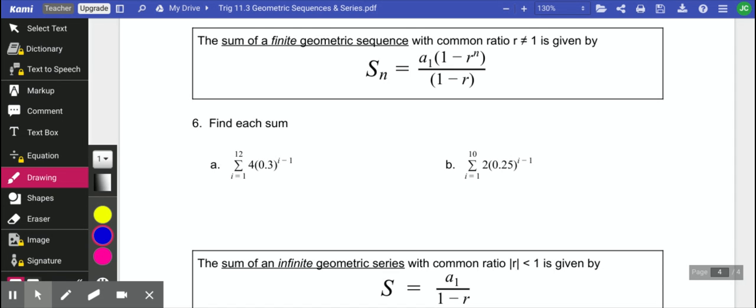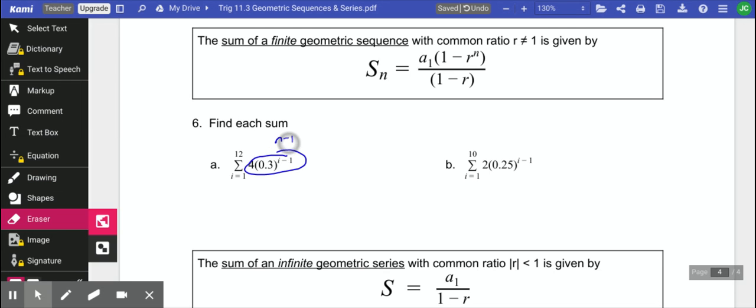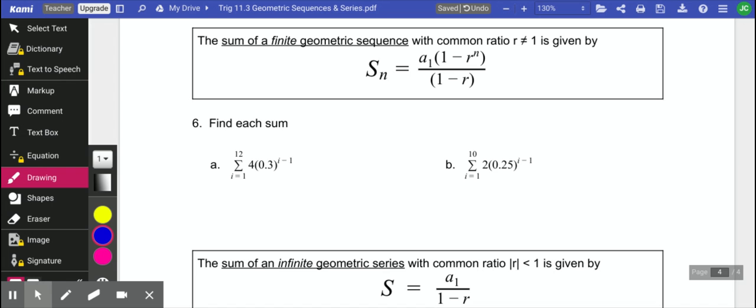So the reason we can use this, do you see that this is the formula a1 r to the n minus 1? This thing is our formula for a geometric sequence. So we know that this is a geometric sequence because it's in that format. So since it's in that format, we can use the sum formula. So we are looking for the 12th partial sum because we start at 1 and we go to 12.